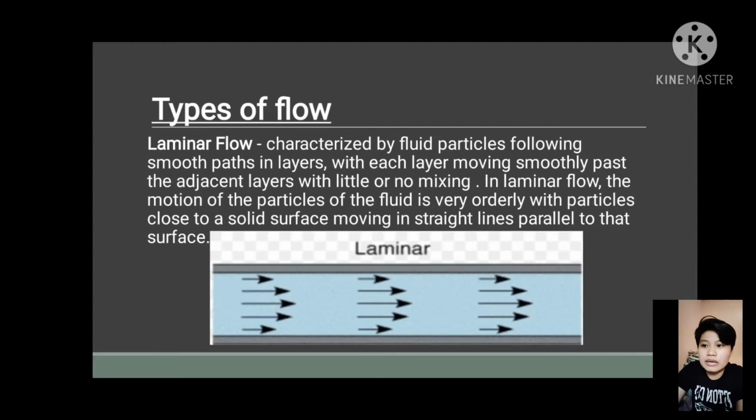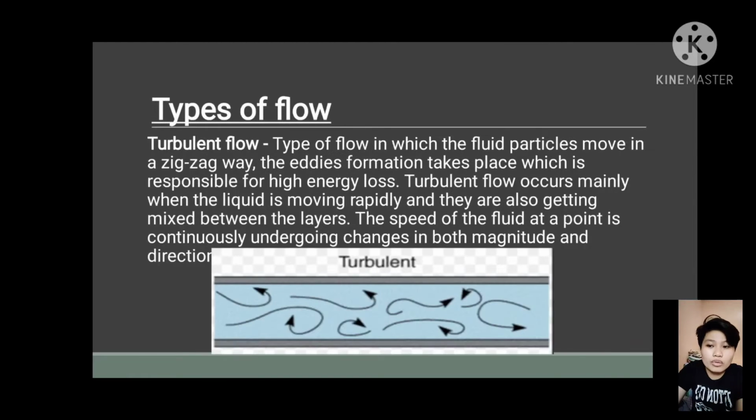So, types of flow. There are two types of flow. The first one is laminar flow, characterized by fluid particles flowing in smooth paths in layers, with each layer moving smoothly past the adjacent layers with little or no mixing. In laminar flow, the motion of the particles of the fluid is very orderly, with particles close to a solid surface moving in straight lines parallel to that surface. So in laminar flow, for short, it has a smooth flow.